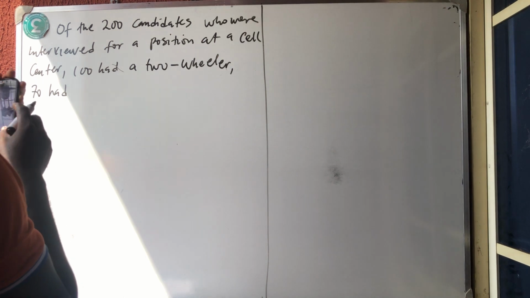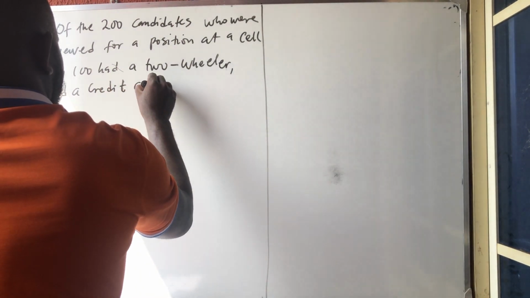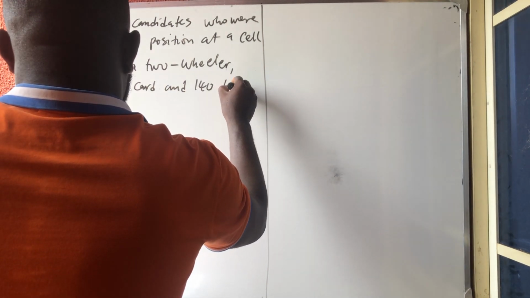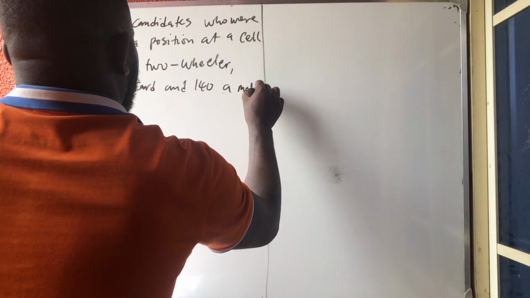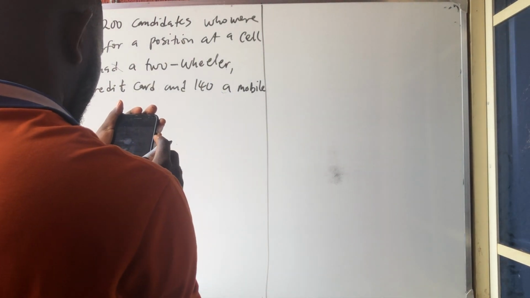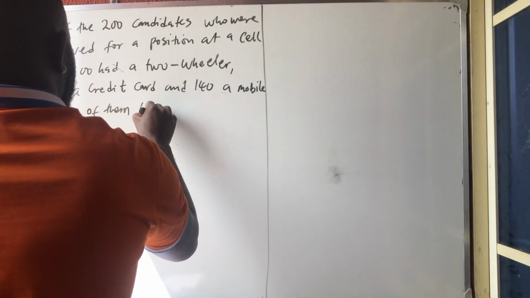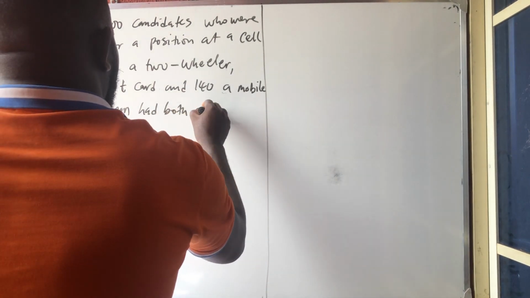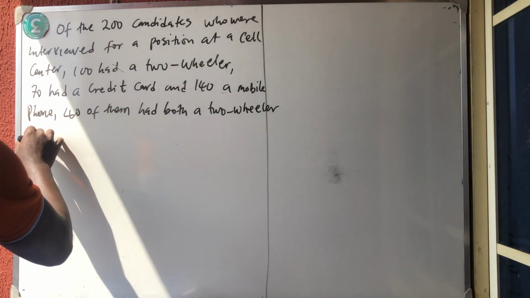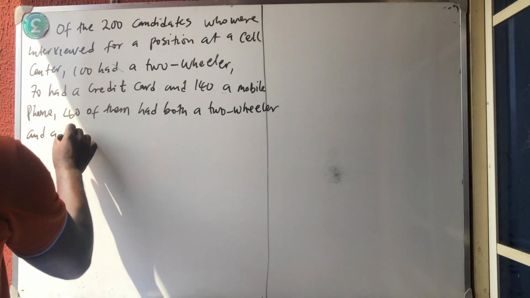70 had a credit card, and 140 had a mobile phone. 40 of them had both a two-wheeler and a credit card.